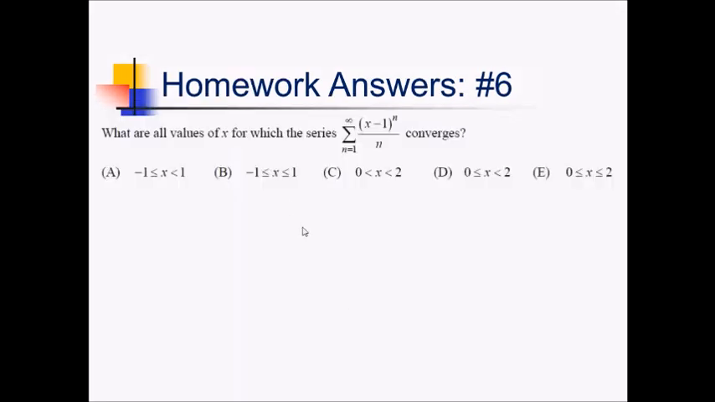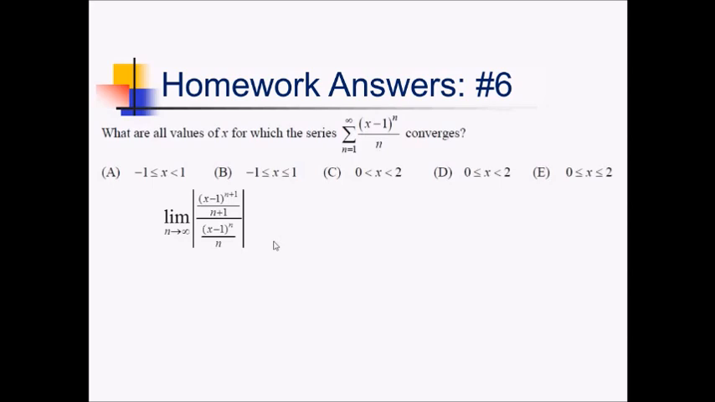For this problem, we want to know all the values of x for which this series converges, so the interval of convergence. Since this is not geometric, we use the ratio test to figure out the thing that we're setting less than 1. So I have my n plus 1th term, which is going to be x minus 1 to the n plus 1 over n plus 1. And we're taking the limit as n approaches infinity of this n plus 1th term over the nth term, x minus 1 to the n over n.